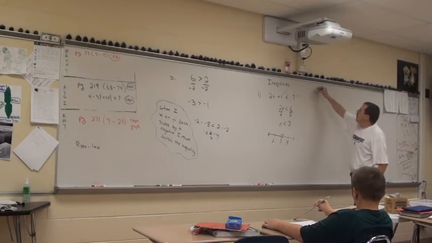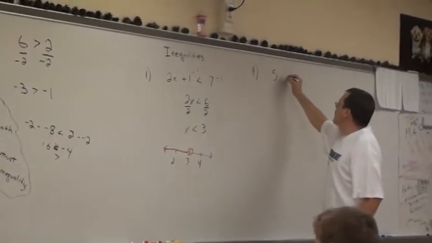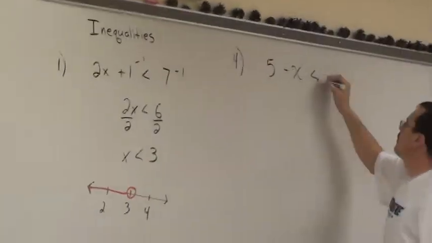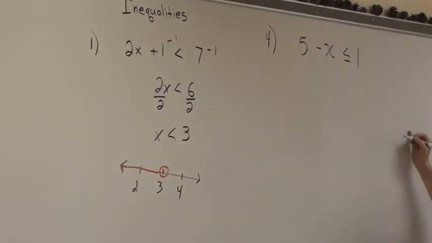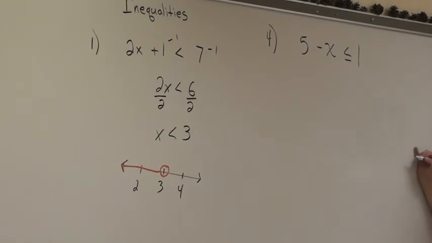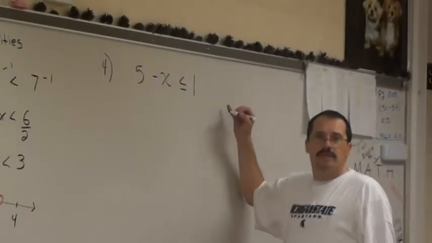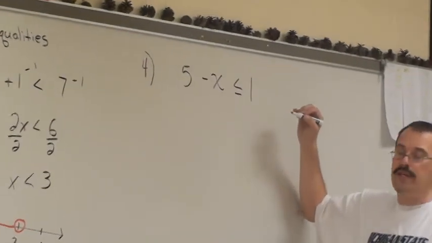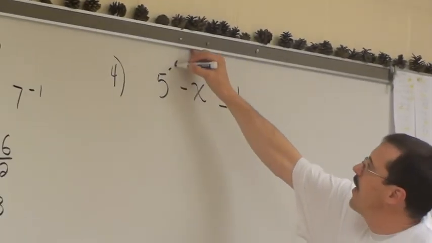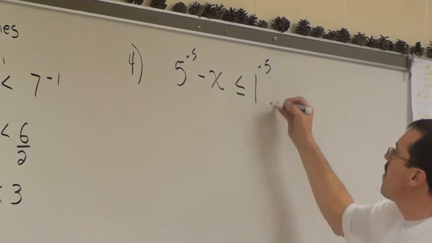You had the vaccine. Okay, so here's number 4. And 4 says this. Okay, who can tell me what to do to both sides? We okay? Alright, what do we do to both sides, Ryan? Subtract 5. Okay, subtract 5, subtract 5.